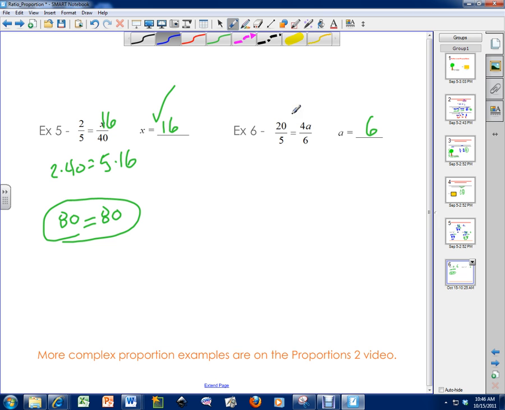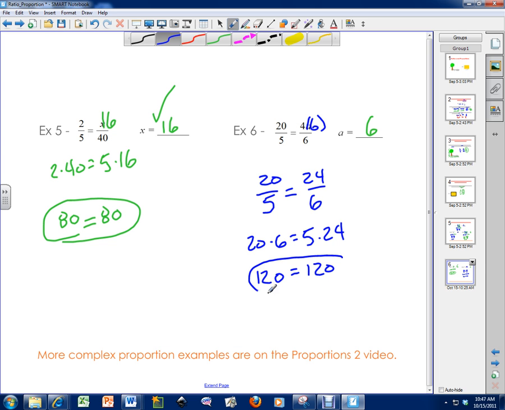And the same thing applies here. This would be a 4 times 6. Well, this is a, so let me see here. I'm going to have a 20 over 5 equals 4 times 6 is 24 over 6. And if I cross multiply these, 20 times 6, and then I have a 5 times 24. Again, 20 times 6 is 120, and 5 times 24 is 120. So since these are equal to each other, I know this is the correct answer here. A has to be 6.